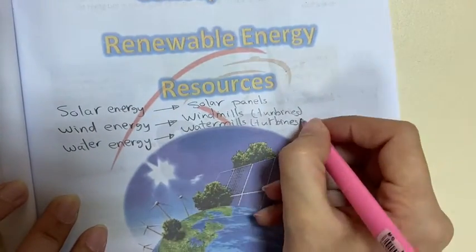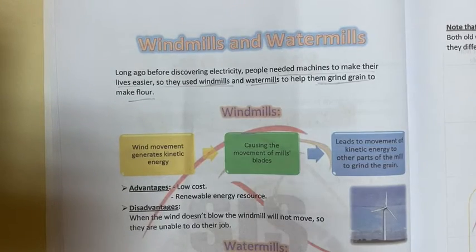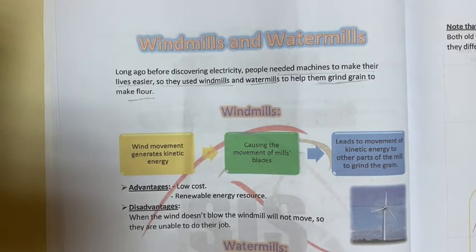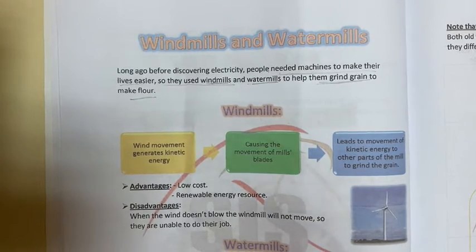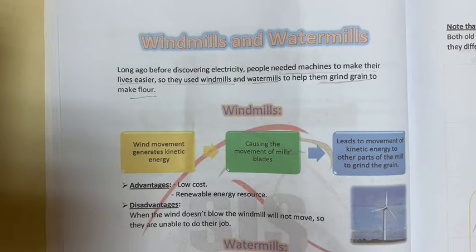So we are going to talk about them in details in this lesson and their history. Let's start first with the windmills and water mills and their history. Long ago, about 100 years ago, before discovering electricity, people needed machines to make their lives easier. So they used windmills and water mills to help them grind grains to make flour.